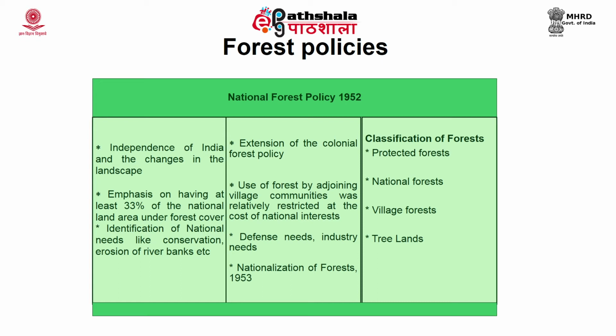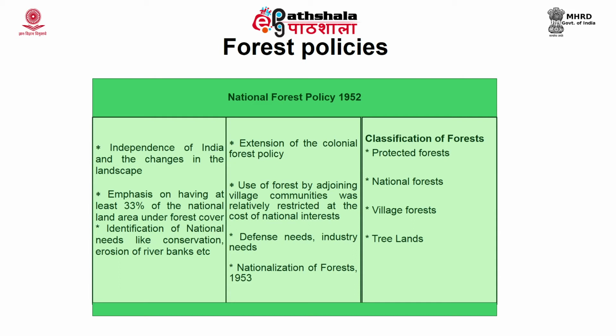The forest policy of 1952 emphasized that one third of the geographical area of the country, that is India, should be covered by forests. So forest cover should be at least one third of the total geographical area of the country. The policy of 1952 also identified that there are national needs for conservation, to protect the land from soil erosion and the river banks also. And therefore, the policy tried to achieve a delicate balance between the exploitation of forests for economic interests and the conservation of the forests.